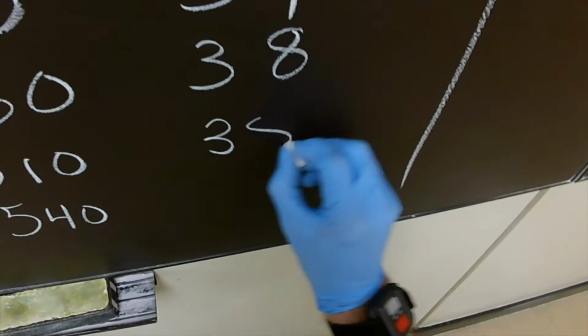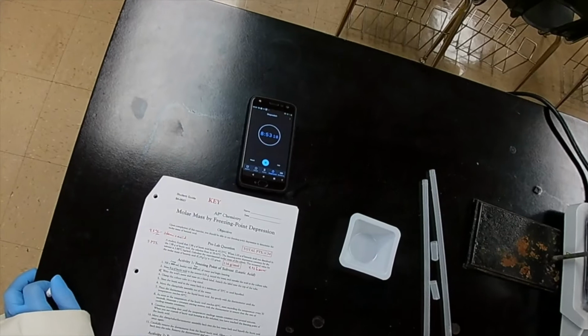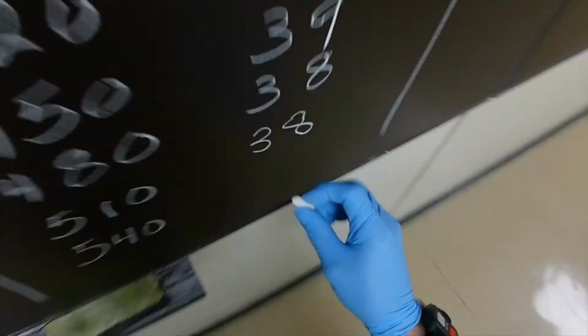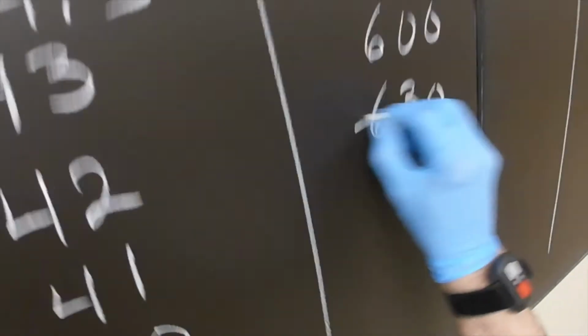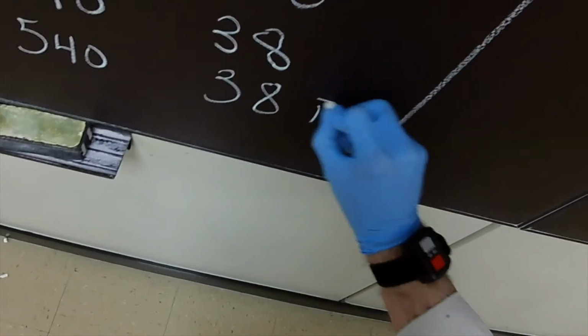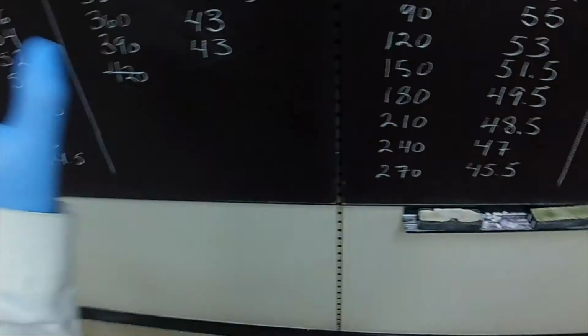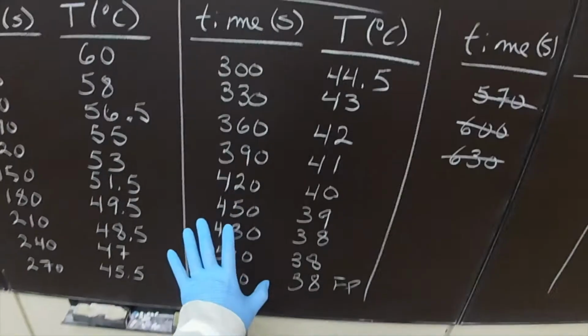Okay. So if we get another one at 38, we'll call it quits. Coming up in 5, 2, 1, measurement. 38. We're there. Okay. So we don't need this one, or this one. And this is our freezing point. I think because these three are the same, that this should be our freezing point, 43. So 43 for the pure lauric acid, 38 for the mixture.